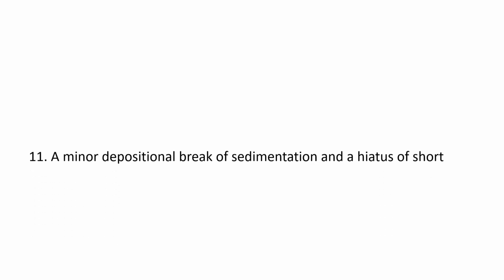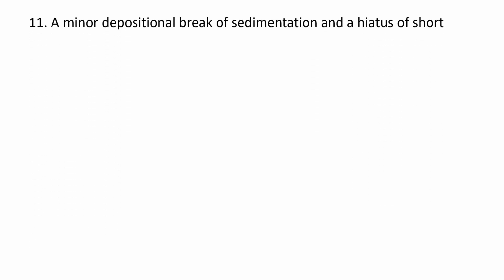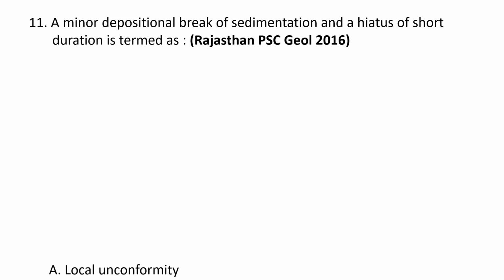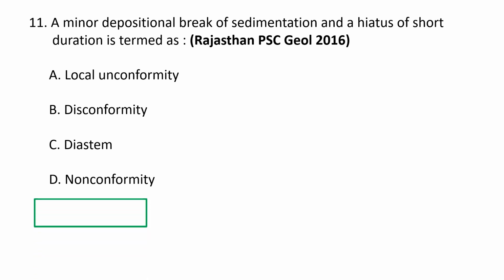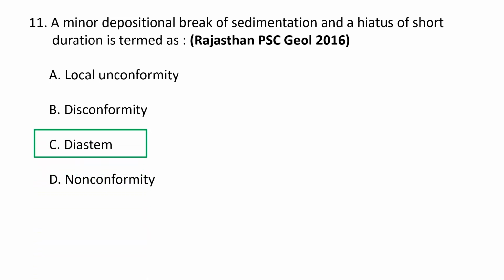Next question. A minor depositional break of sedimentation and a hiatus of short duration is termed as A. Local unconformity, B. Disconformity, C. Diastem, D. Nonconformity. The correct option is C. Diastem. In geology, a diastem is a short interruption in sedimentation with little or no erosion. They can also be described as very short unconformities. And in 1917, Joseph Barrell estimated the rate of deposition of succession from the available radiometric age. So C. Diastem is the correct option.